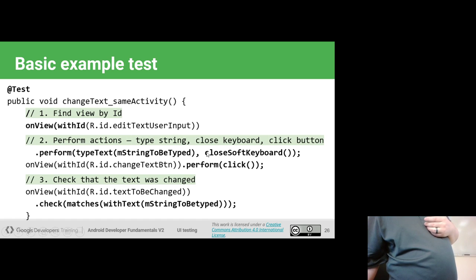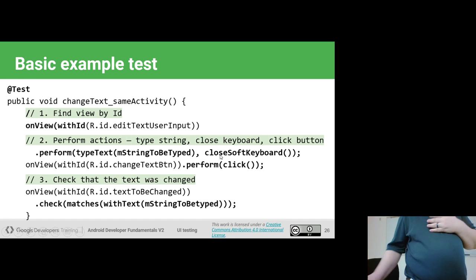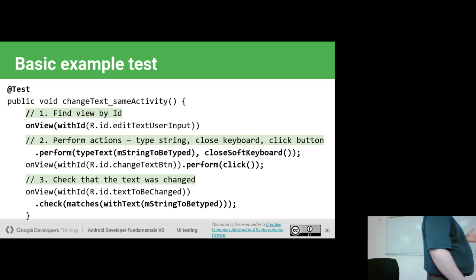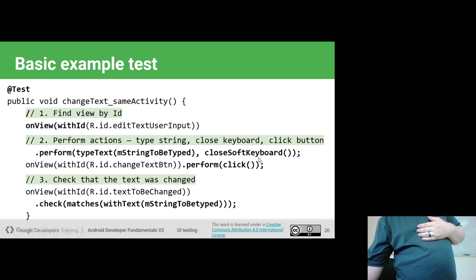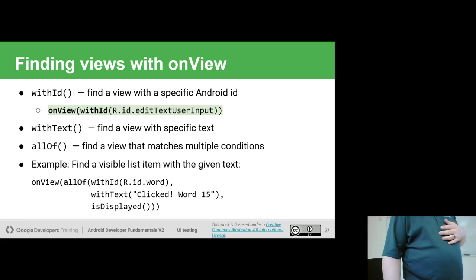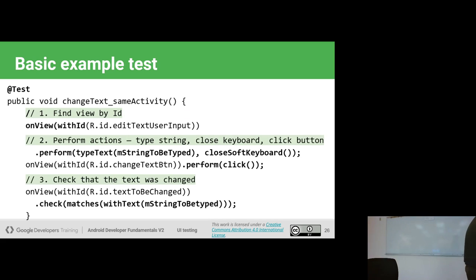So I'm going to say perform, and I'm going to give it a series of actions to perform. The first thing I'm going to tell it to do is type in some text. I defined that constant previously here, so I'm telling it espresso. I could have that be anything. So I'm going to tell it to type espresso into that text box, and then I'm going to tell it to close the keyboard. Just like a user might work with your system: type in some text, close the keyboard, and then what is the next thing I need to do? Well, I've performed that action and I want to see what the output is, but one step before that, I need to click a button. So I'm going to type some text, close the keyboard, and then find another view that has the ID change text button, and click on that button.